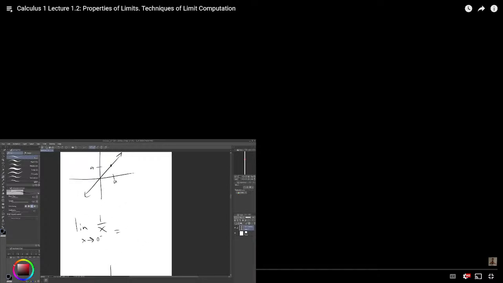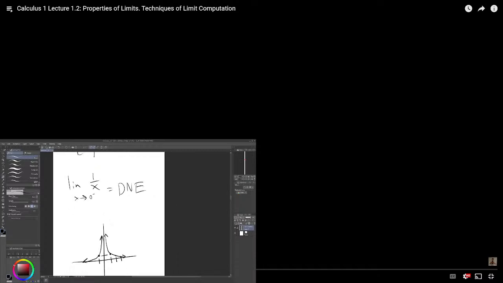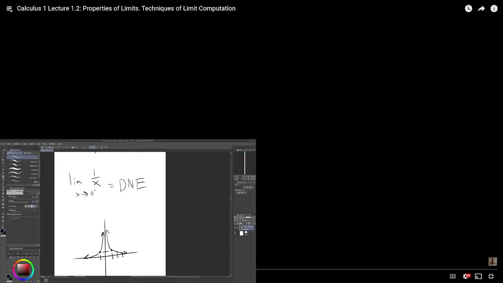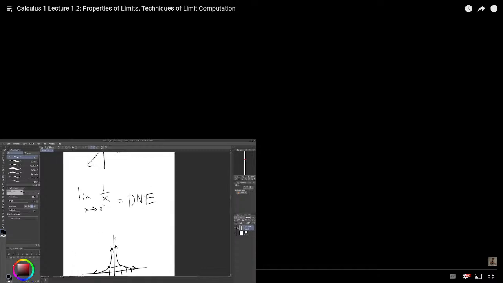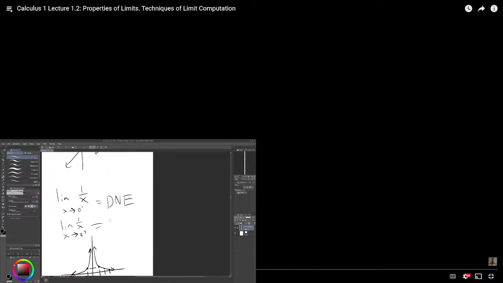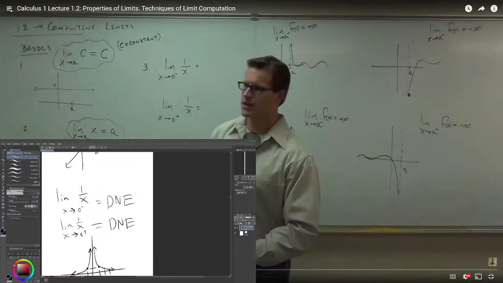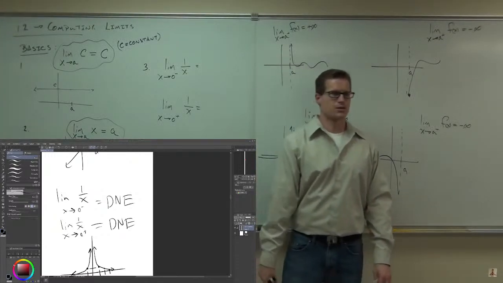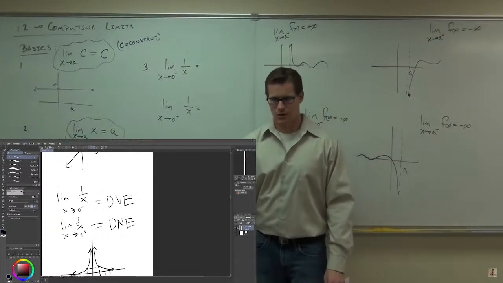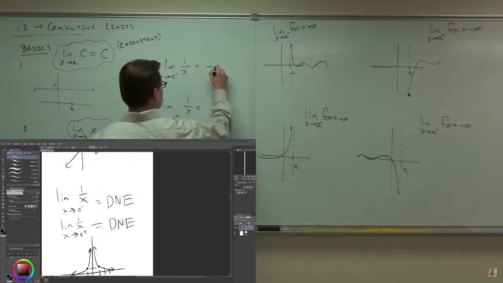I'm going to say it does not exist because as it's going up forever, it's not picking a certain number to approach. Same from the right. That's my guess. How much is that? Negative infinity. Very good. Negative infinity.